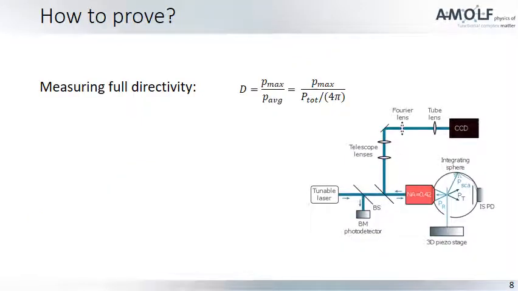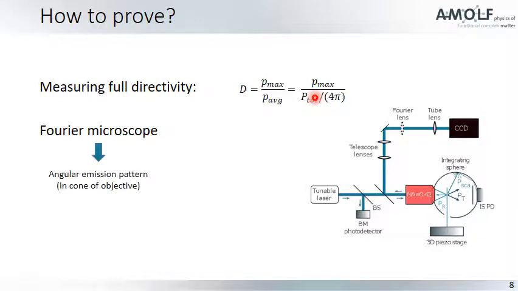Finally, how do we prove that we made something directive? For that, I go back to the definition of directivity I gave in the beginning, where I showed that we need to know the maximum intensity into some angle and the total amount of emission. Typically, directivity is measured in a Fourier microscope that gives you the angular emission pattern, but only in the cone of the objective, and from that one can obtain the maximum power into some angle. But as I already emphasized, this only gives information about the light collected by the objective.